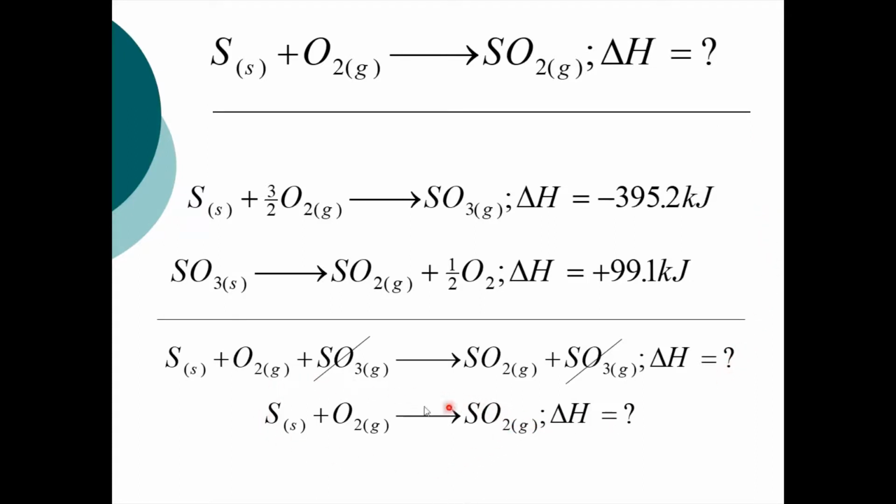Now that we have the equation that we want, we want to figure out what the delta H is. And remember, in order to get this equation, all we do is add these two. Now, these two were manipulated, so at least this one isn't the delta H we started off with in the original problem. But this is the delta H that we have now. If I add these two equations, I get this one. That must mean that adding these two delta H's gives me the delta H that I need. Negative 395.2 kilojoules plus 99.1 kilojoules, that's what I did, I added the two up, is going to give us negative 296.1 kilojoules. That is your answer here.